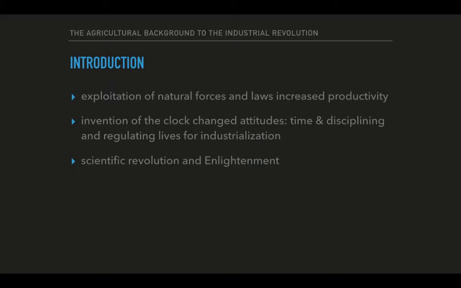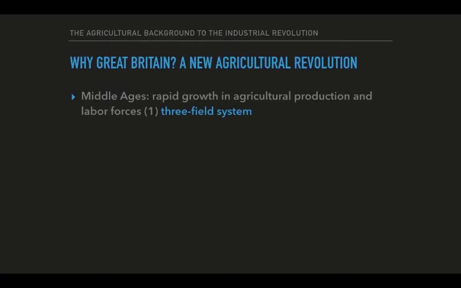Now, just as various forces combined to make Western Europe the birthplace of the Industrial Revolution, several factors combined to focus on Great Britain as the specific area of Europe where industrialization would first take root. One of these was a rapid growth in agricultural production and the labor force that started with the agricultural revolution in the Middle Ages. Now, this led to three lines of development that would later converge to create a new agricultural revolution in the 1700s.